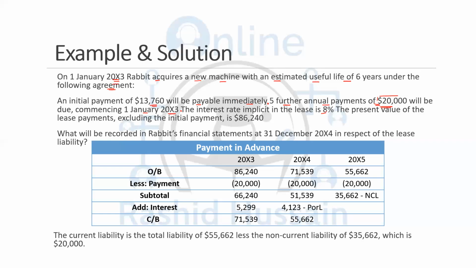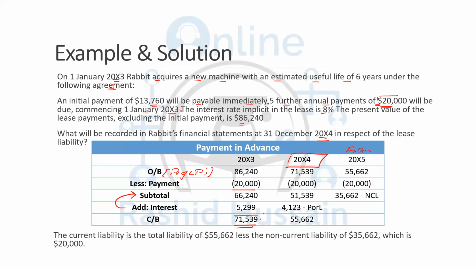Interest rate is 8%. Present value of the obligation is 86,240. So you take the opening balance as 86,240, which is the present value of lease payments. Then you deduct the payment from it because this is payment in advance. Then you get the subtotal. So interest will be applied on the subtotal, and then you get the closing balance. They're asking us to prepare the extracts of 20X4. So this is the relevant year, and this is the extra working.